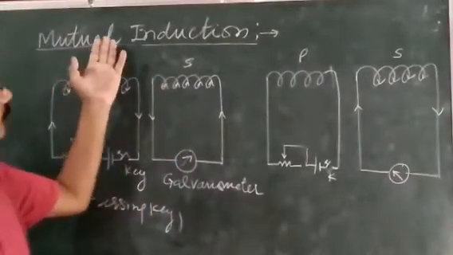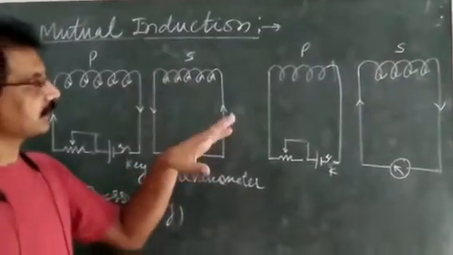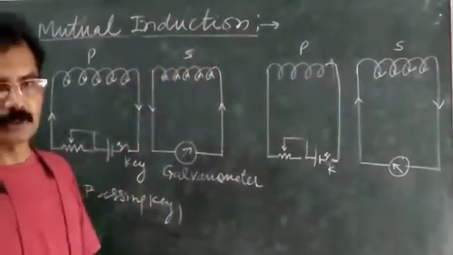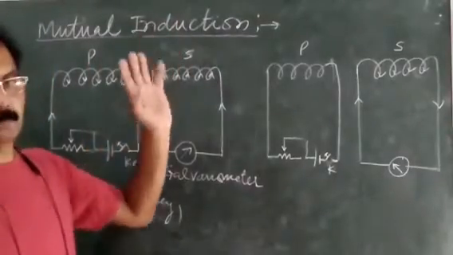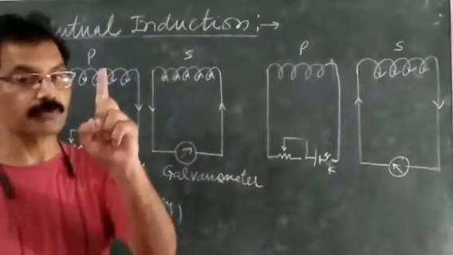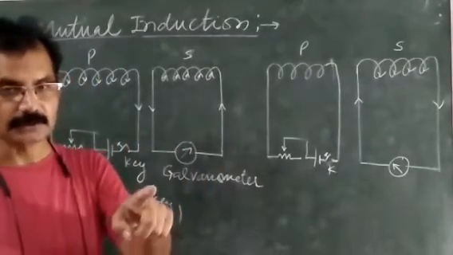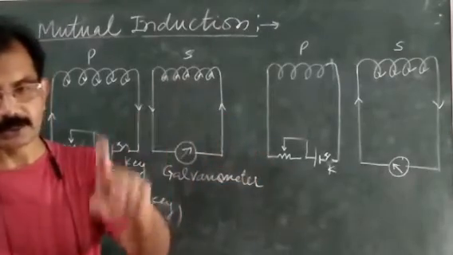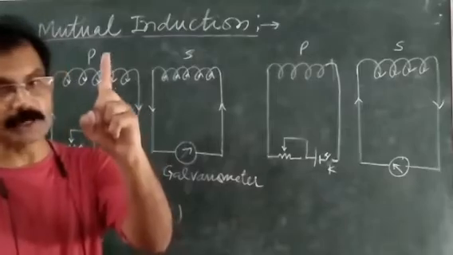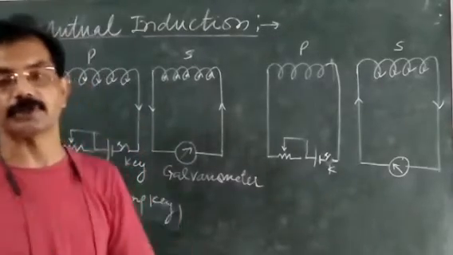Now the next topic is mutual induction, like self-induction. Remember this: in self-induction I have taken only one coil, and in the same coil when we pass the current, then due to the change in magnetic flux, an induced EMF is set up in the same coil. तो वहां पे एक कॉइल में करंट फ्लो कराते थे और उसी कॉइल में इंड्यूस करंट भी डेवलप होती थी.